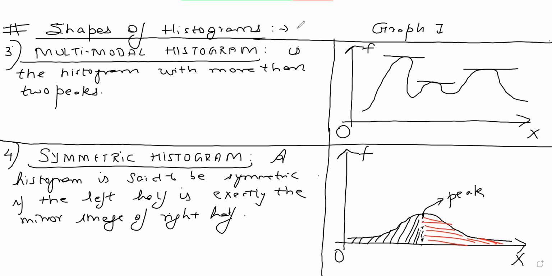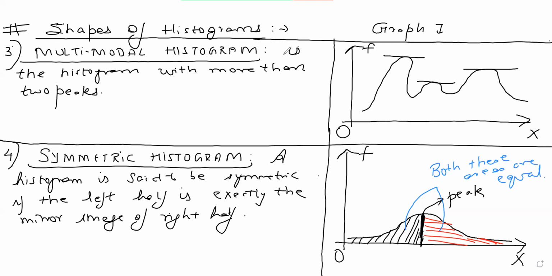I can write that both these areas are equal, or I can say they are mirror images of each other. So I can say that to the left of the peak and to the right of the peak, both the areas are exactly equal. This is called a symmetric histogram.